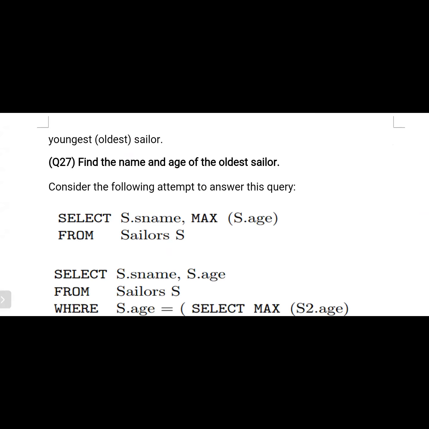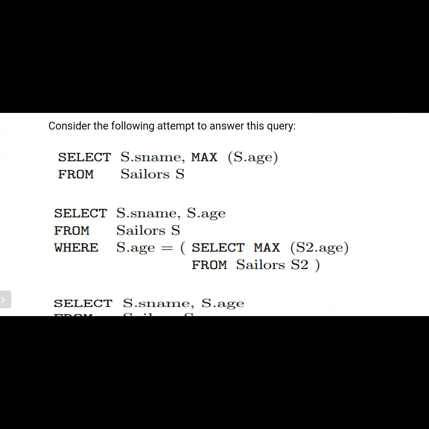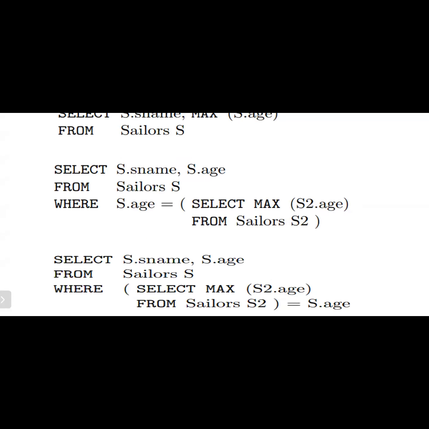So how can we know who is the oldest? Who is having the highest age? That person will be treated as the oldest sailor. Am I right? So name and age. Select s.sname, max(s.age) from sailors s. Then it will return the name and highest age of the sailors. We can write in this manner also.